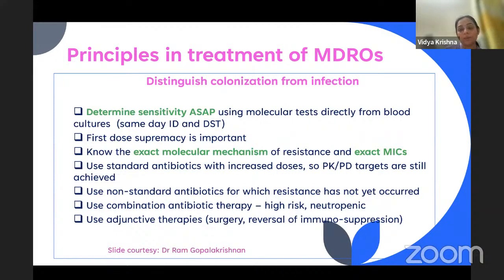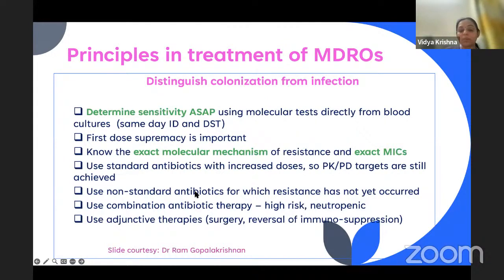And when we are talking about MDR gram negatives, rapidity of treatment and rapidity of appropriate treatment is very important. So you will have to determine sensitivity as soon as possible. As much as possible, you should use molecular tests so that you can identify the bug as well as the DST. There are so many methods available and we should be able to use them. Again, knowing the exact molecular mechanism is now becoming very important, isn't it? Whether it's an NDM or an OXA, everything is important because the drug that you're going to use depends on the molecular mechanism. And again, knowing the exact MICs is important. It's no longer just reading whether it is sensitive or resistant. You have to see what the MIC is and then learn to look at it. We'll talk about it further.